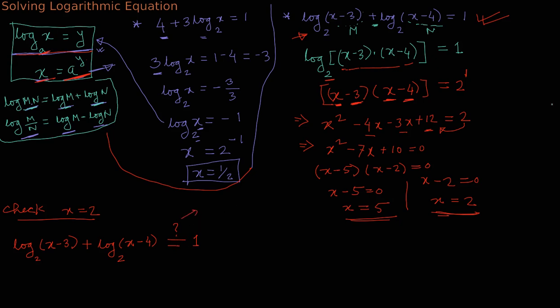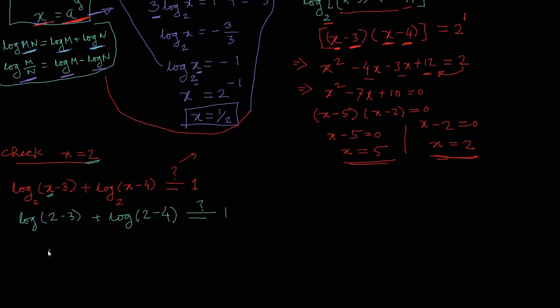All right, so let's now substitute x with 2. So what I get is logarithm of 2 minus 3 plus logarithm of 2 minus 4, and I want to see if this expression is equal to 1 or not. Now let's see what I get. I get logarithm of negative 1 plus logarithm of negative 2, and I want to see if this is equal to 1.